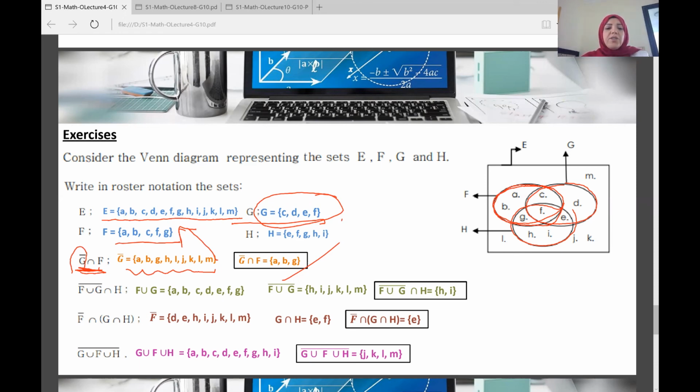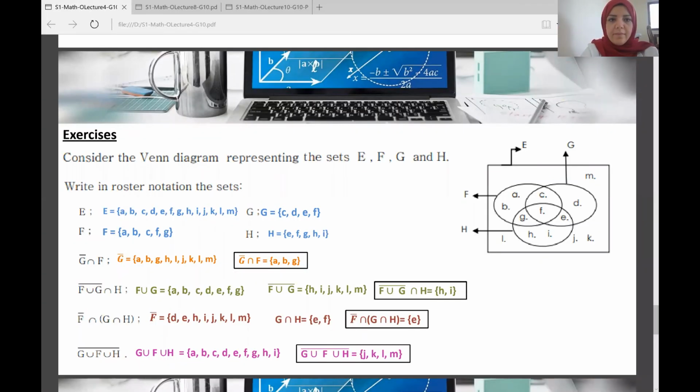Okay, so I advise you to solve the whole exercise. I just gave you how to solve. How do you split your work? So for example, if I want you to find F union G bar intersection H, the first thing you have to find is F union G, then you find its bar, then after finding its bar, you find the intersection with set H. Okay, so this is our first chapter, which is set.